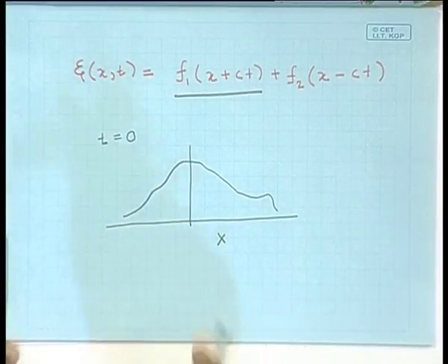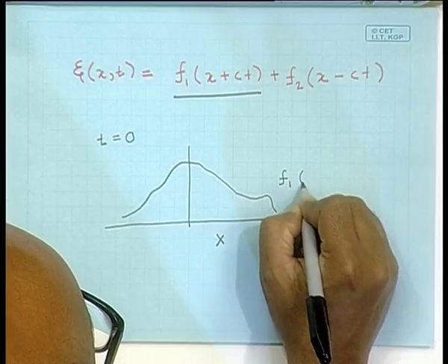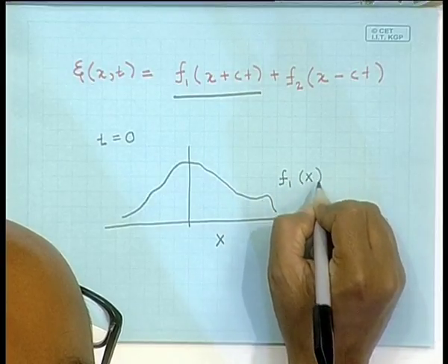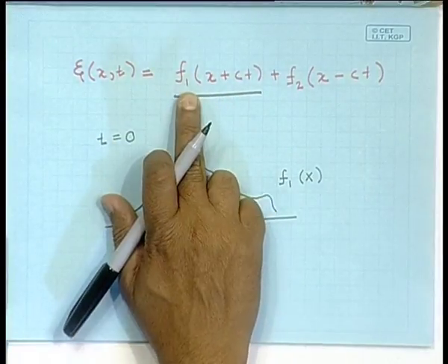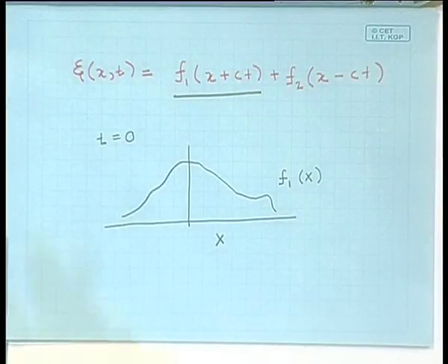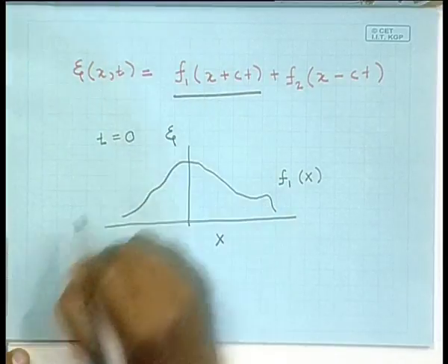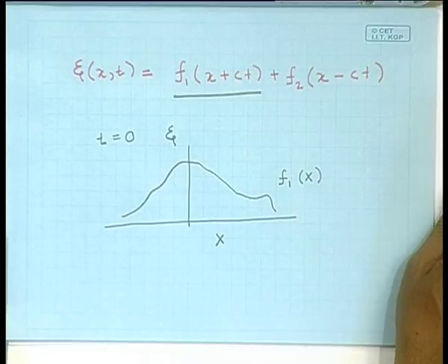So at t equal to 0, the function looks like this. So this is f1(x), which is xi at t equal to 0. We have only this, we do not have this part, we are not considering this part, we are only considering this part. So, xi at t equal to 0 is f1(x), which looks like this, some arbitrary function. You could choose some other function of your choice and draw it. So, now we have drawn xi at t equal to 0.